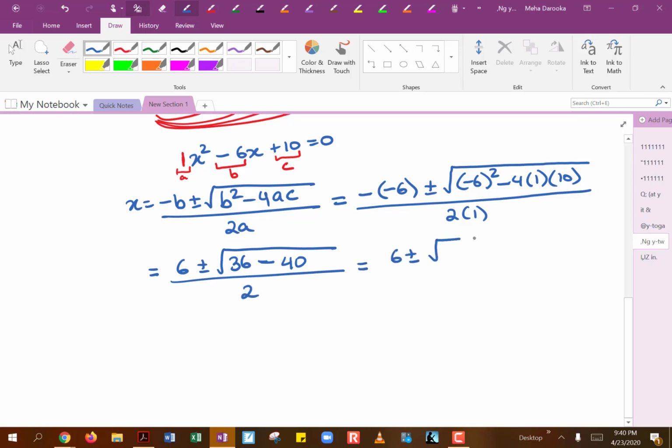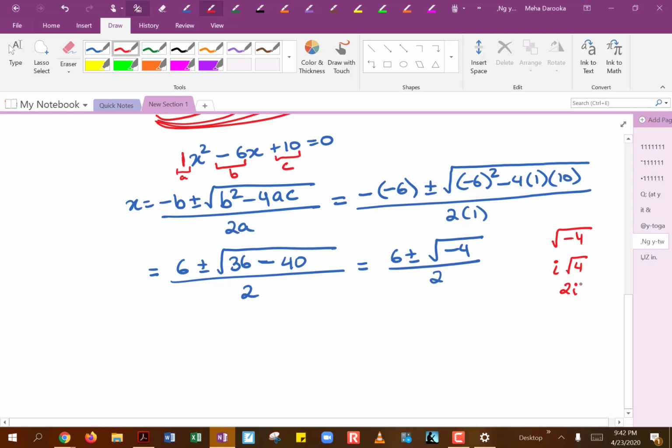Clean up inside that square root. 36 minus 40 will give you -4, and you will see right there where you get negative inside your radical, you know we are looking at imaginary numbers here. Okay, so let's go ahead and simplify that square root. So remember, square root of -4, you can take that negative outside as your i, and then square root of 4 will of course become 2.